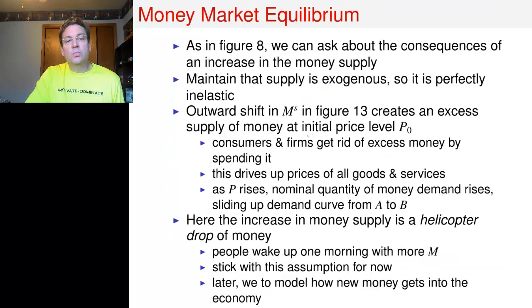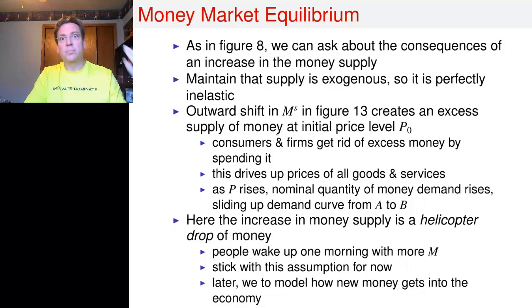And then we can look at what the equilibrium is. Again, maintaining the assumption that the supply of money is exogenous, so it's perfectly inelastic, it's going to be vertical. We can look at shifts in the supply function and ask what the effects will be. And here what we're doing is imagining a counterfactual thought experiment. We're imagining that this money just is manna from heaven. It just drops from a helicopter.